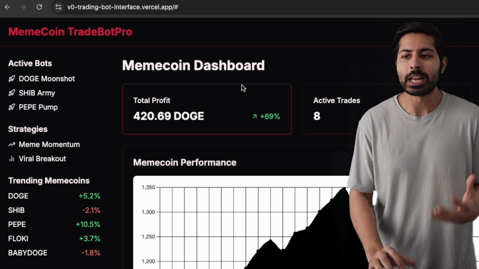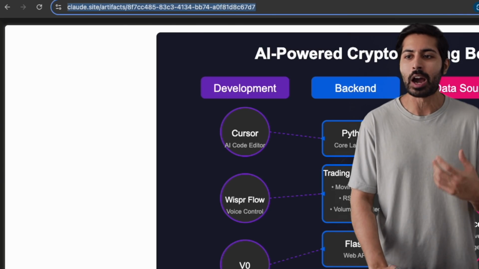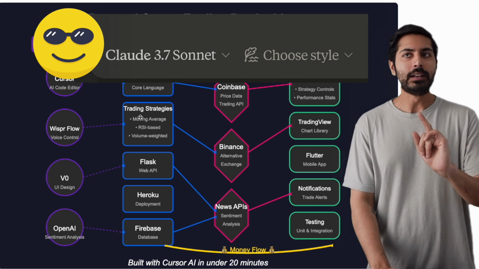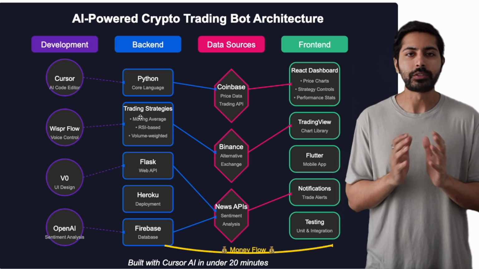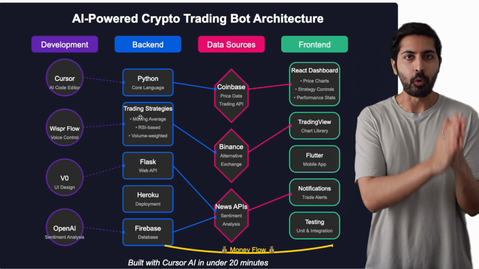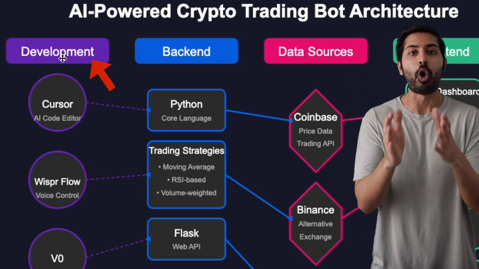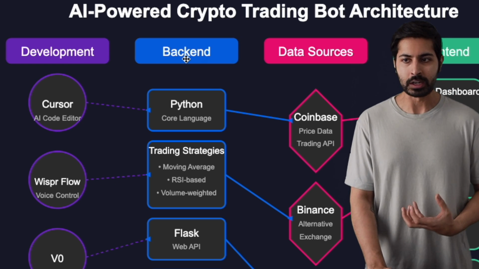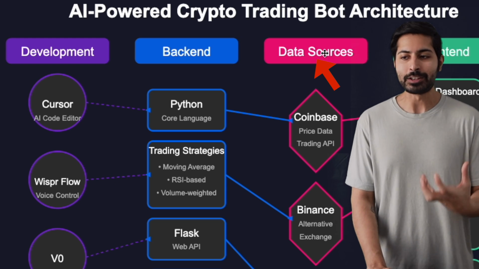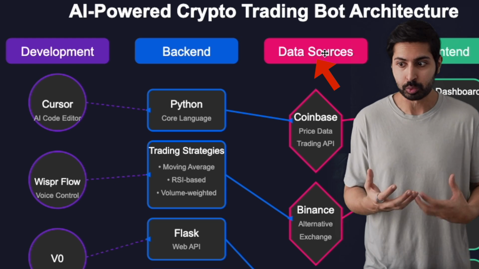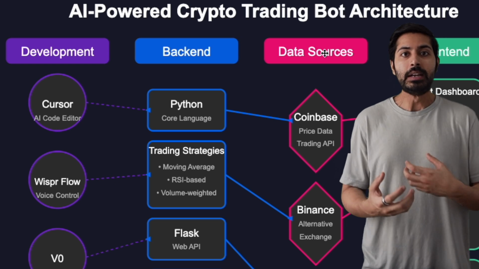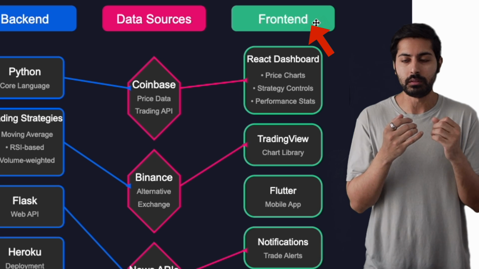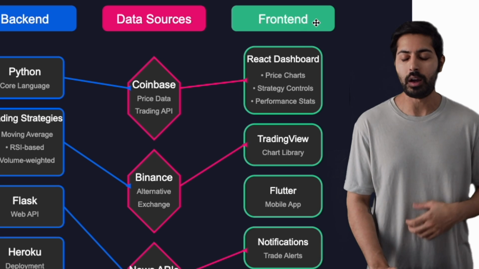So how is this trading bot going to work? How are we going to build it? What does the architecture look like? I have used Claude 3.7 Sonnet, the latest model that came out last night, to build this diagram. And there are four sections here. The first is development, which are all the tools we'll be using. The second is backend, and that's all the logic that we're going to be using for the trading. The third is data sources. What are all the brokerages we're connecting to, as well as the sentiment data from the web. And then the last one is front end. What does the actual visual of the trading bot look like that we can see in the web interface?